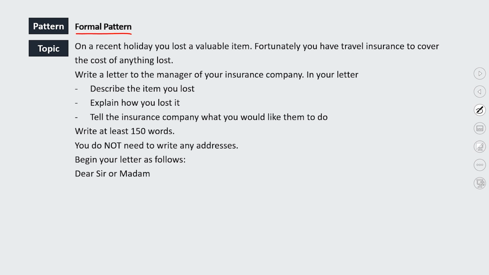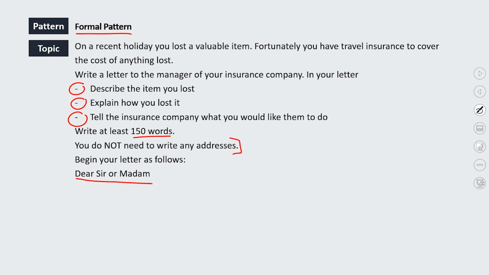On a recent holiday, you lost a valuable item. Fortunately, you have travel insurance to cover the cost of anything lost. Write a letter to the manager of your insurance company. In your letter, you need to describe the item you lost, explain how you lost it, and then tell the insurance company what you would like them to do. At least 150 words. You don't need to write the address, but they've given you the start, dear sir or madam.